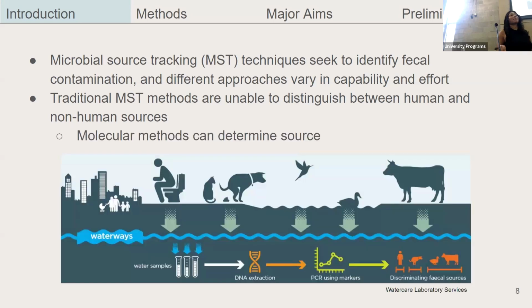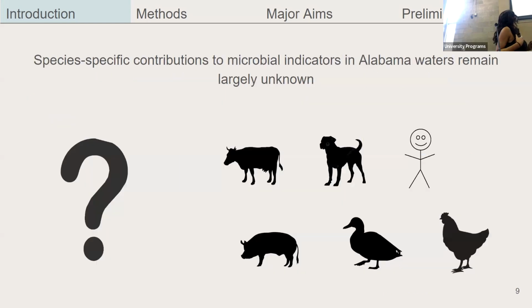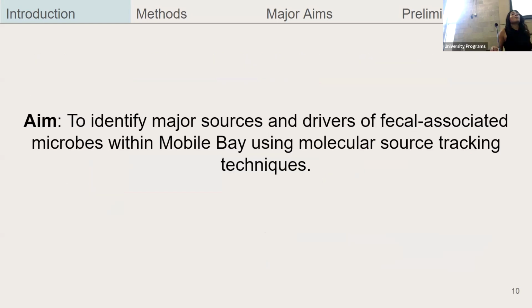But thankfully, molecular methods can tell you the biological source. And this is very important in our area because species-specific contributions to microbial indicators in Alabama waters are largely unknown. So the aim of my project is to identify major sources and drivers of microbial contamination within Mobile Bay using these molecular source tracking techniques. And I have two molecular techniques that I will be using.